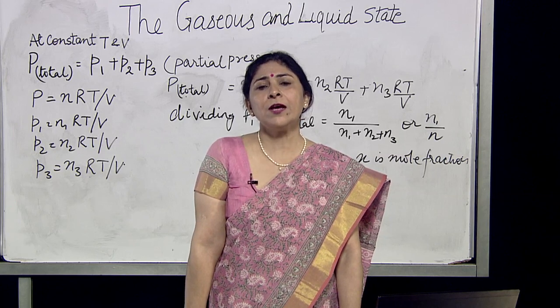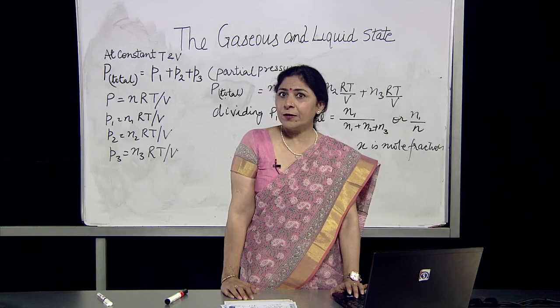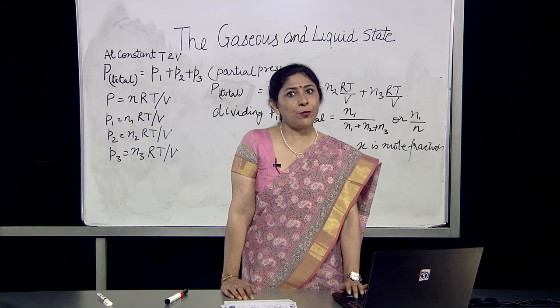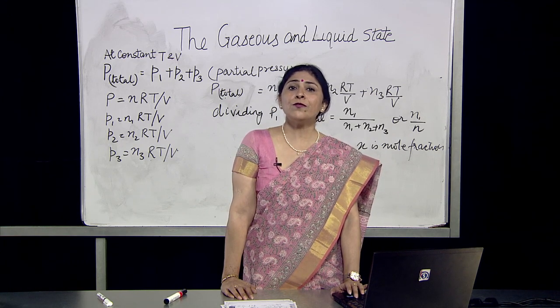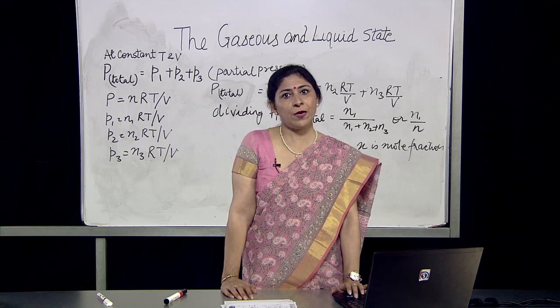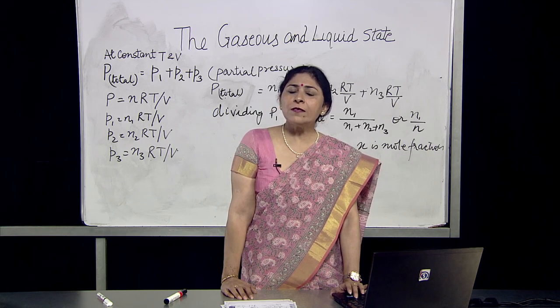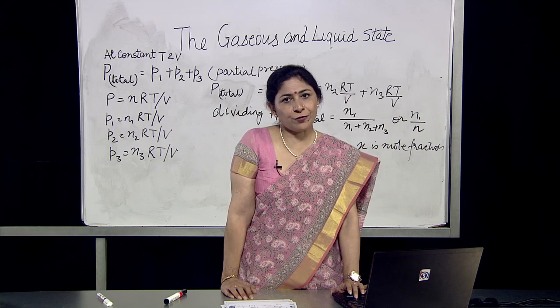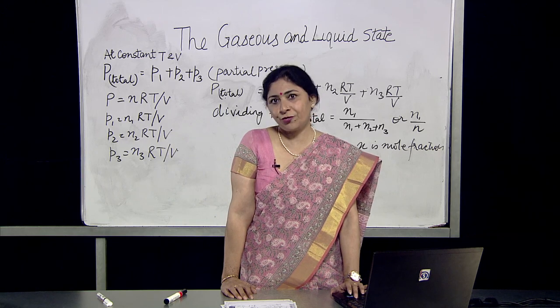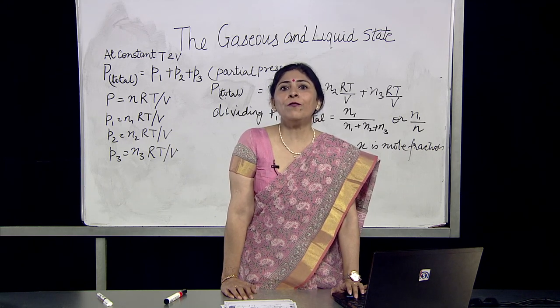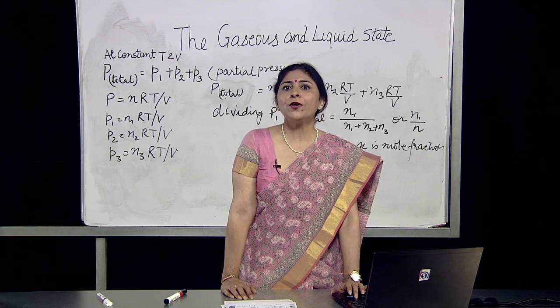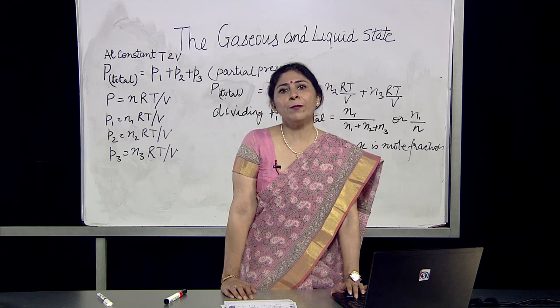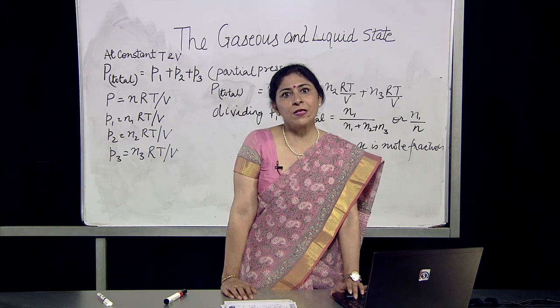Now, let's revise what we have done. First, we have learned about the ideal gas and we know the ideal gas equation. Then we have noticed that most of the gases do not follow the ideal gas behavior. The deviation of the gas from ideal gas behavior is due to the wrong assumptions of the kinetic molecular theory. Real gases can be liquefied under appropriate conditions, that is, critical temperature, volume and pressure should be there. In liquids, the molecular forces are quite strong as compared to the gases, but weak enough to allow the molecules to move within a limited space, and the intermolecular distance is short.